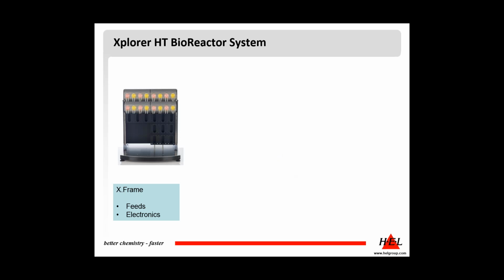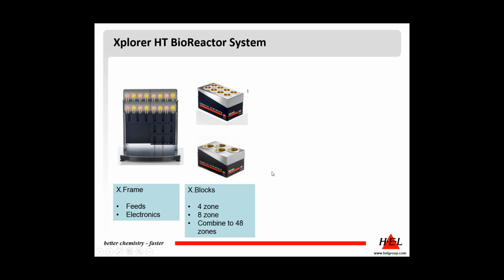So the Xplorer HT bioreactor system is composed of 4 main elements. The first is the frame. Now this is a highly configurable framework onto which you can place feeds, electronics and other resources needed by the bioreactors. Then we have the blocks where you can insert the bioreactors, and we have 2 possibilities here. We have a 4-zone block and an 8-zone block, and we can have combinations of these to give the capacity needed. We can actually process 48 bioreactors from a single software.